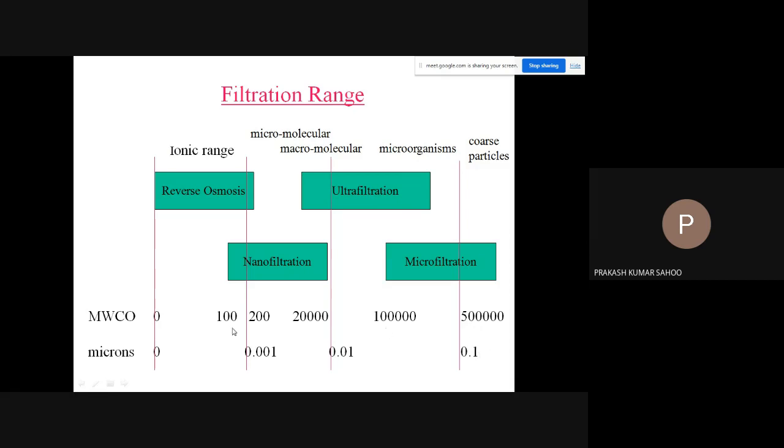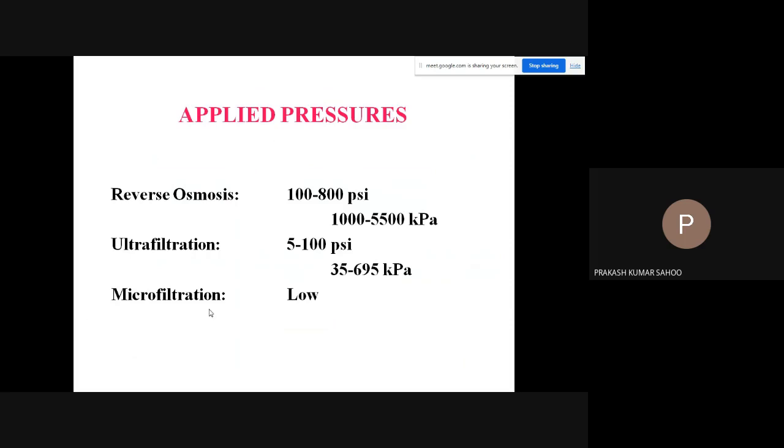So depending upon the pore size, we have different types of membrane separation processes, and on the basis of that, we will choose a different type of membrane separation process depending upon the size of the particle to be separated. This is the applied pressure. Reverse osmosis is 100 to 800 psi, ultrafiltration 5 to 100 psi, and for microfiltration it is very low.